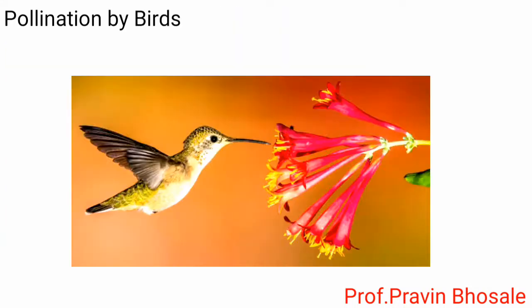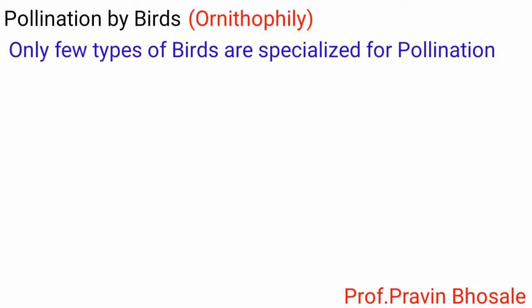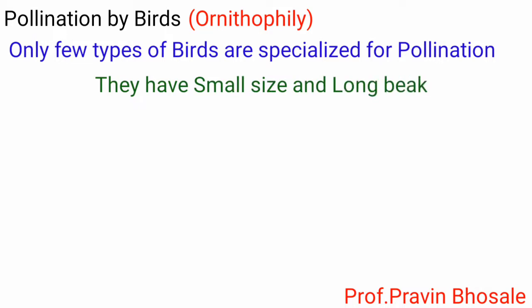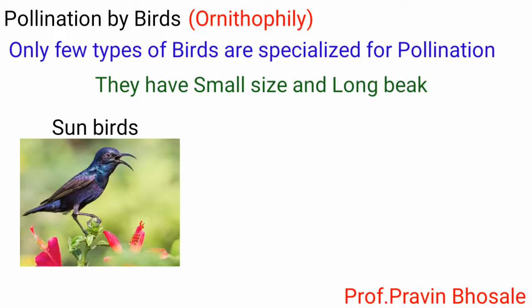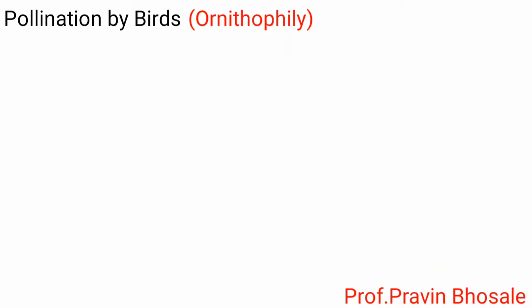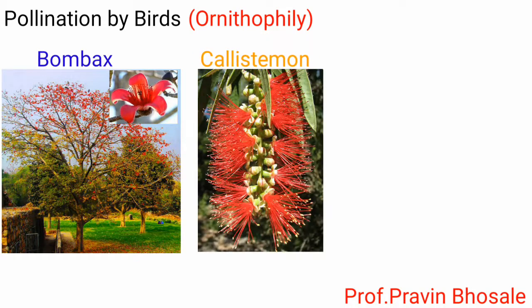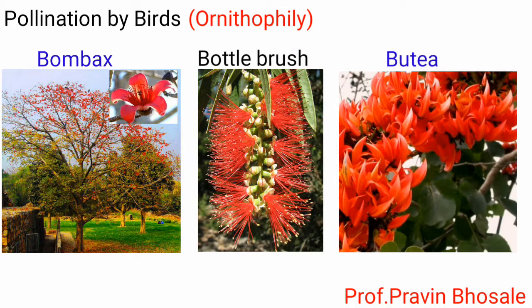Pollination by birds, that is Ornithophily. Only a few types of birds are specialized for pollination. They have small size and long beaks. Example, sunbirds and hummingbirds. Some ornithophilous plants are bombax, callistemon, that is bottle brush, butea, etc.